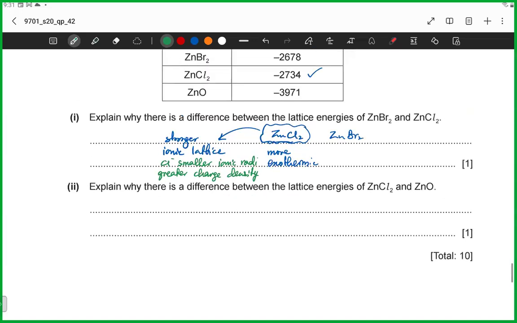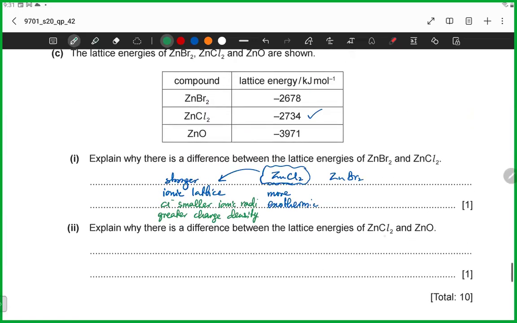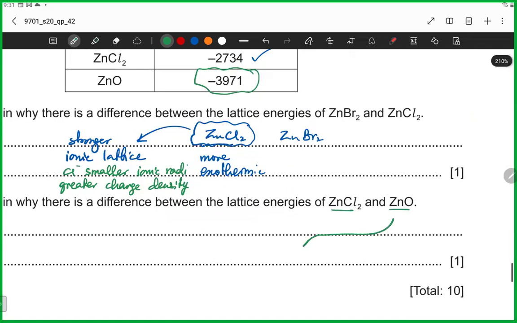And then the next one, explain why there's a difference between ZnCl2 and ZnO, which is kind of going to be, ZnO is a lot more exothermic, which means ZnO is a really strong lattice. And what's the reason for that? It's kind of the same because the only difference is the oxygen ion. You got greater charge. So there's going to be more attraction. Cl is -1, while oxygen is -2, right? So you got a greater charge, plus it's a smaller ion as well.